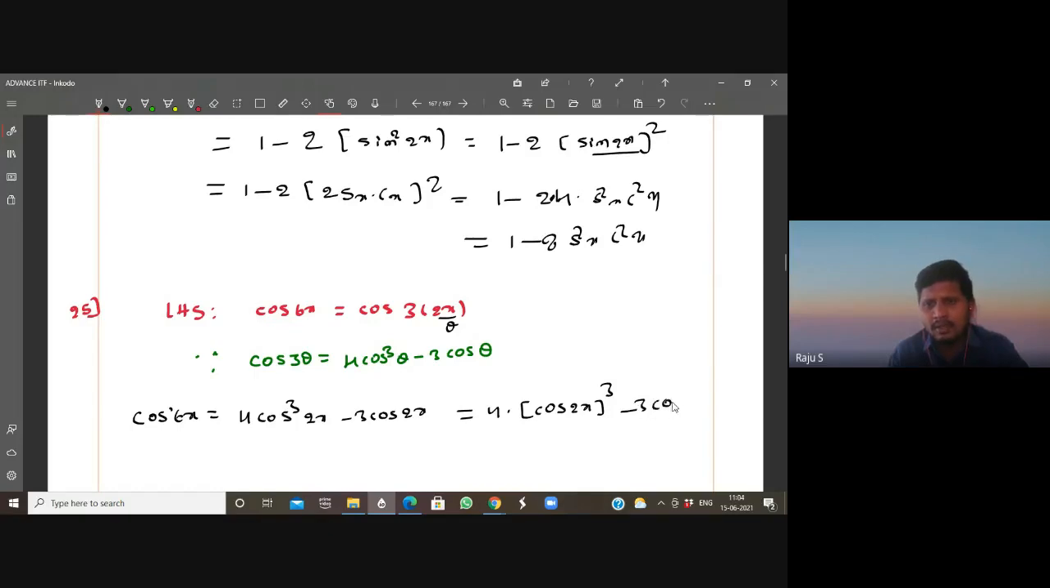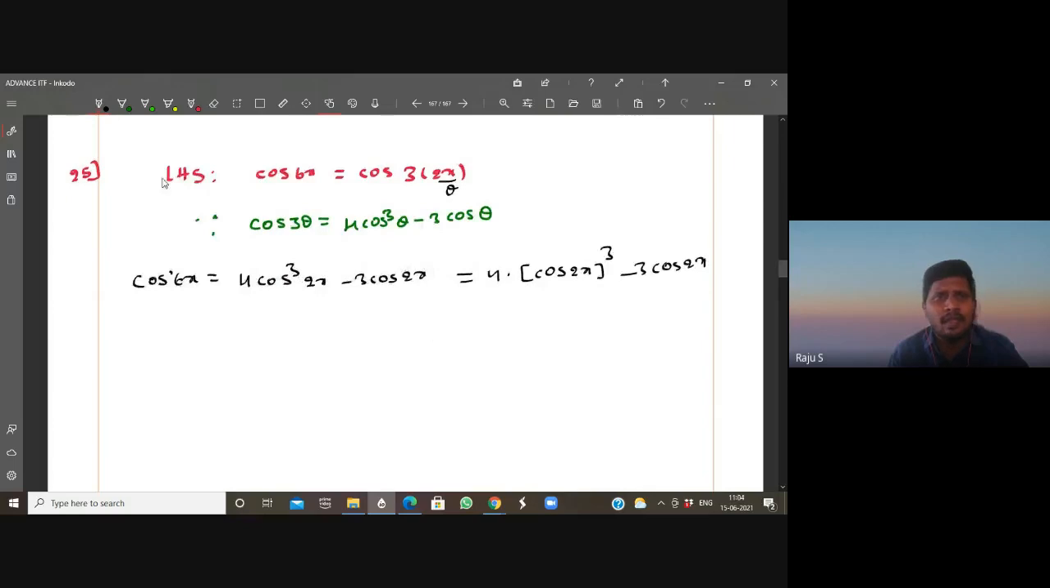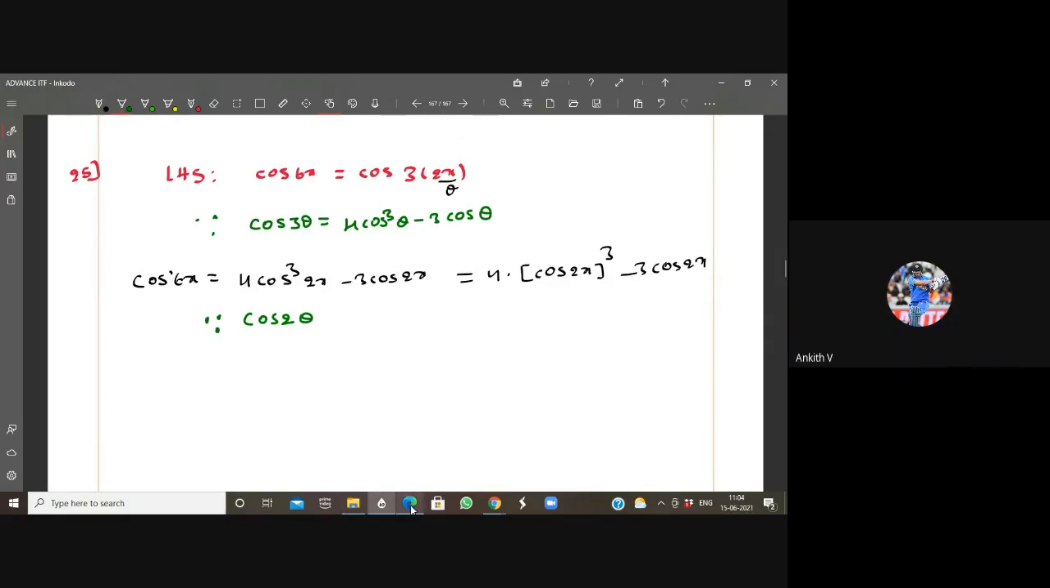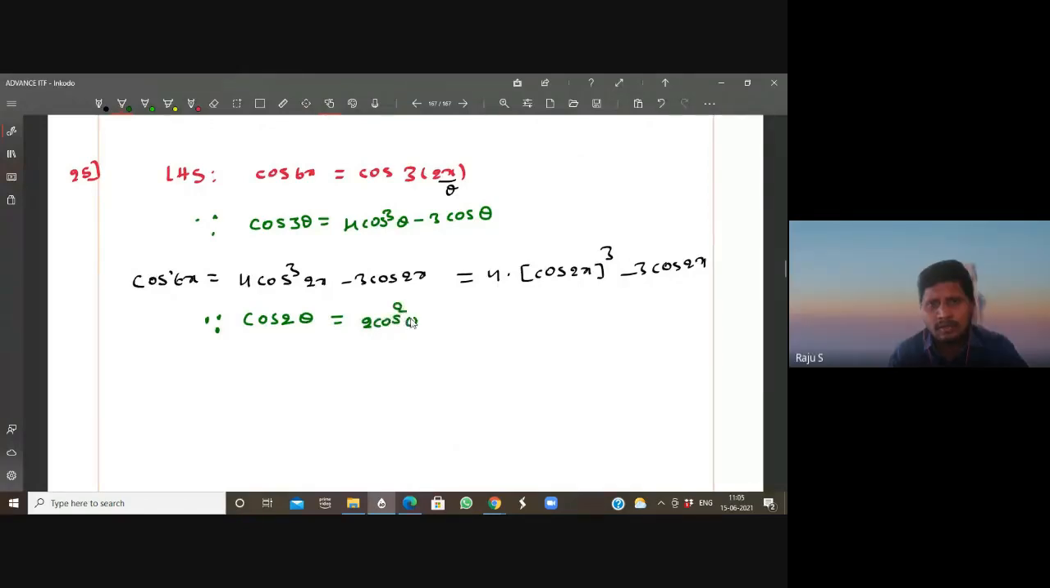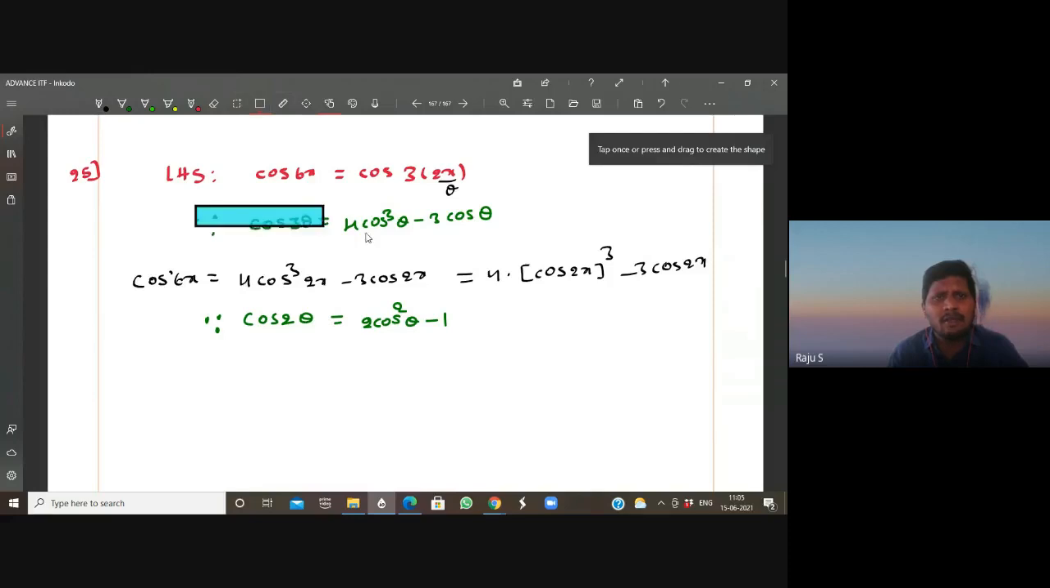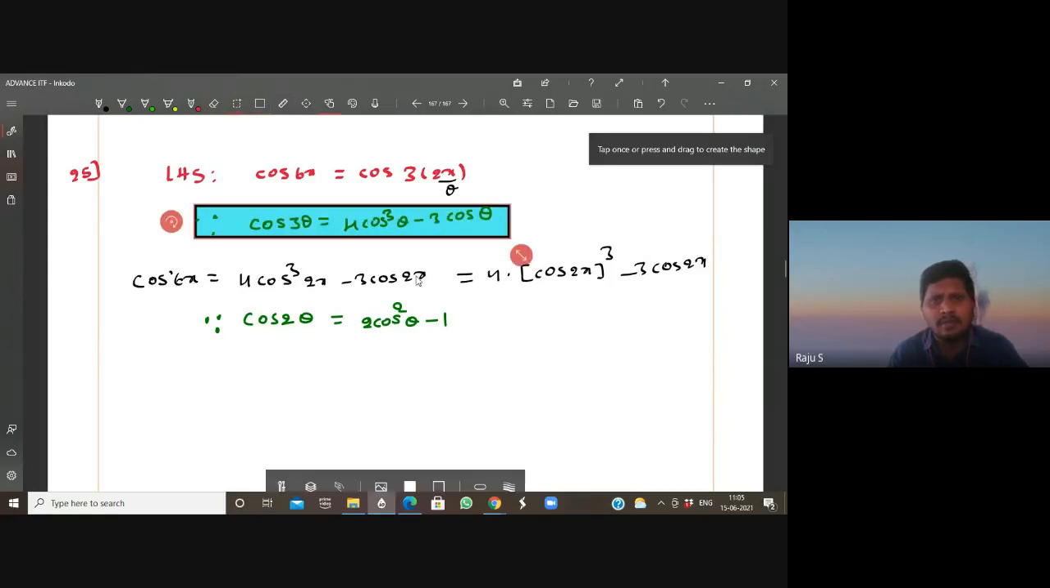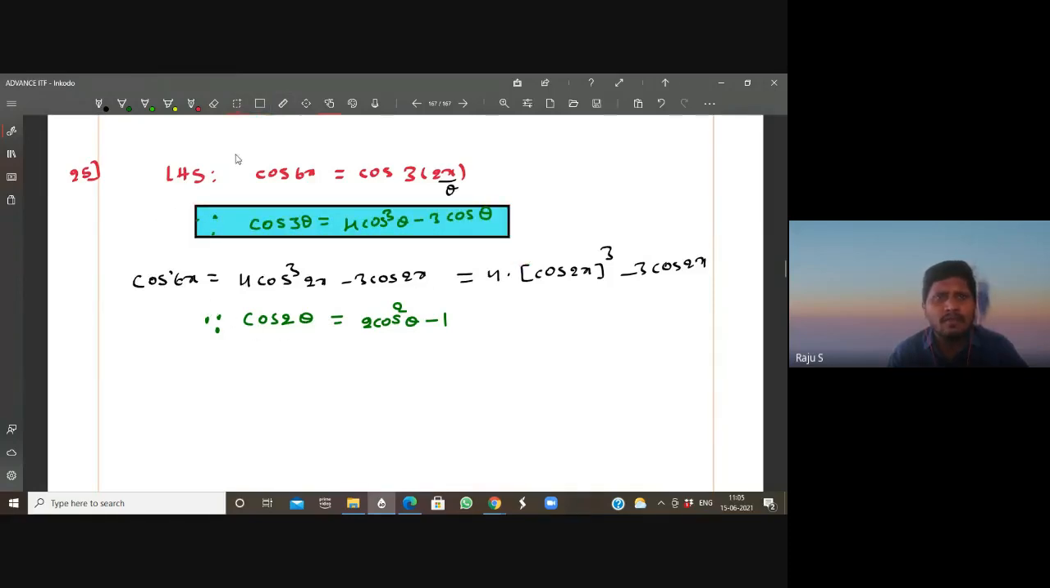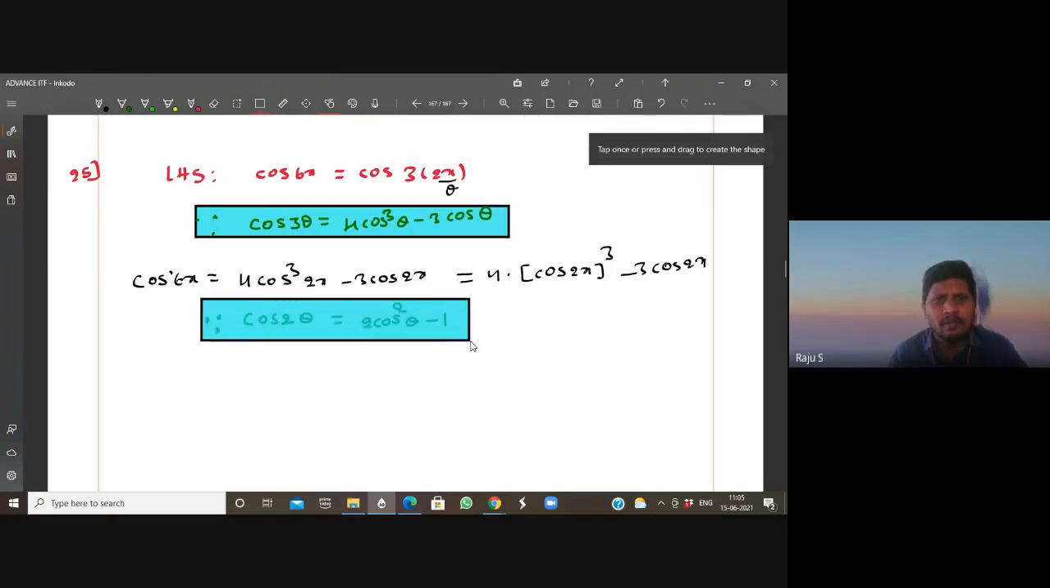minus 3 cos 2x. Can anyone tell me what the cos 2 theta formula is in terms of cos alone? Because the right side consists only of cos. 2 cos square theta minus 1. Everyone should remember formulas.